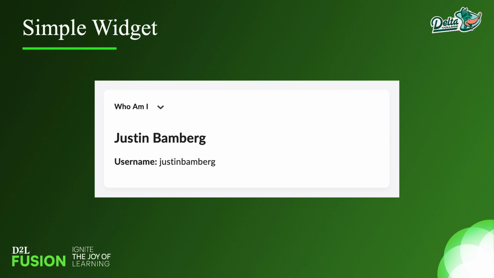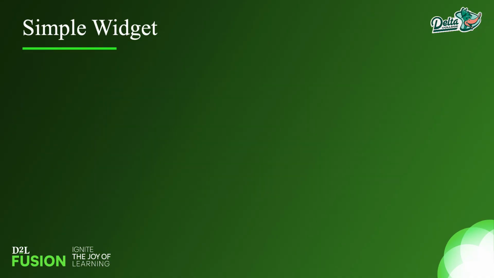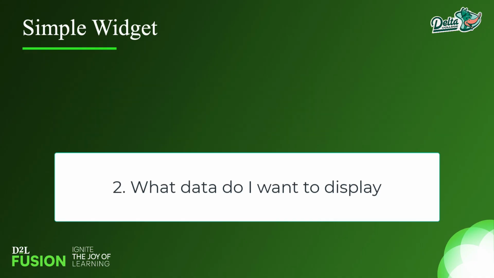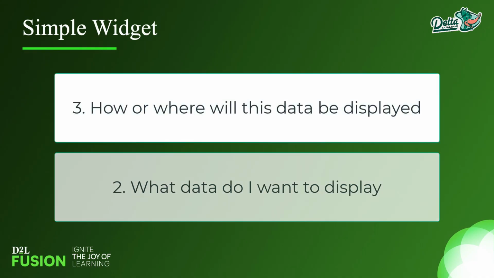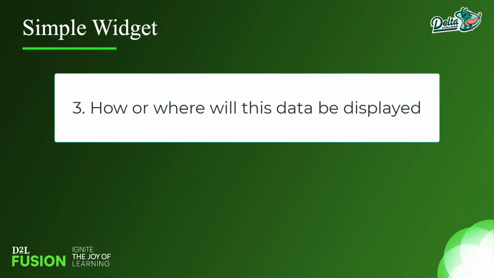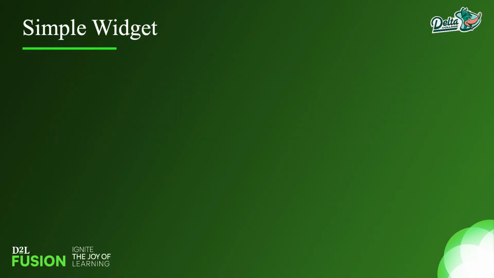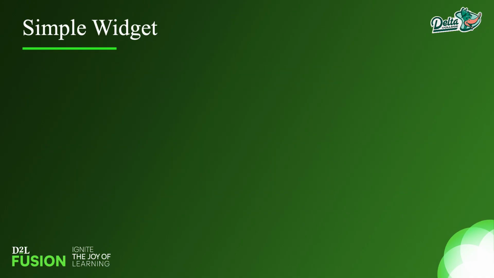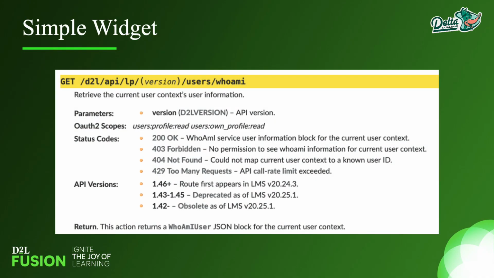Before we start our prompt, we need to know a few things. 1. What API call should I use? 2. What data do I want to display? And 3. How or where will this data be displayed? If you ask ChatGPT, the AI will suggest some ideas. It might be the Who Am I API or the My Profile API.